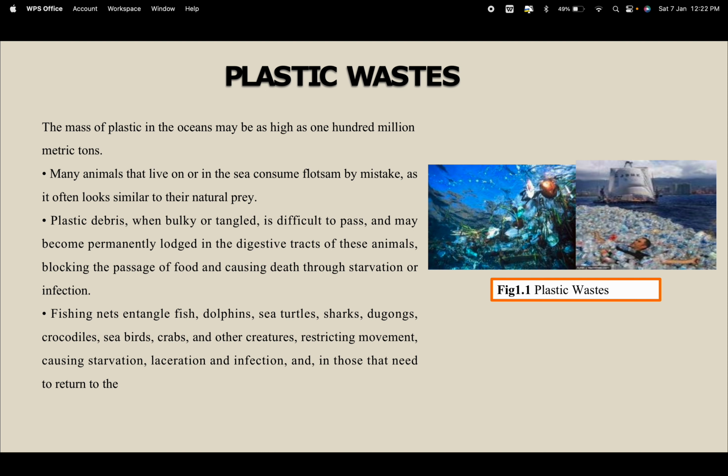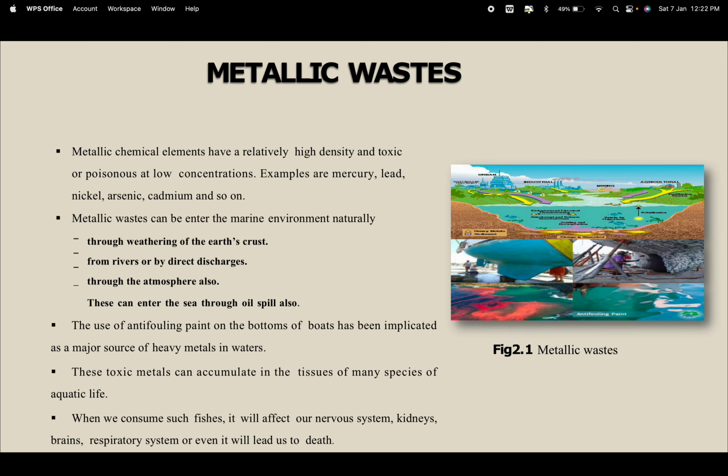Fishing nets entangle fishes, dolphins, sea turtles, sharks, crocodiles, seabirds, and other creatures, restricting movement, causing starvation and infection, and in those that need to return to the surface to breathe, suffocation.